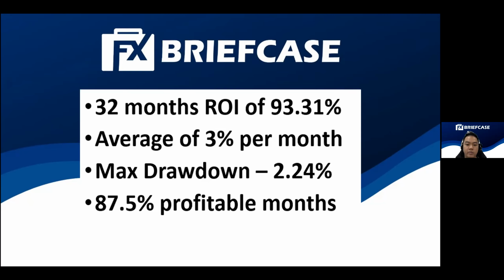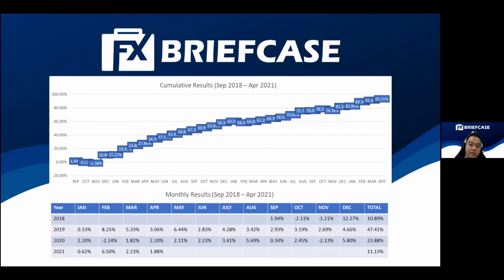And on top of that, if you're wondering, max drawdown 2.24%, but how many months have we been making money and how many have we been not making money? Our winning rate is at 87.5%, which means if I bring you to the chart right here, over this period, bring your attention to the table below, that is only four losing months throughout the whole time.